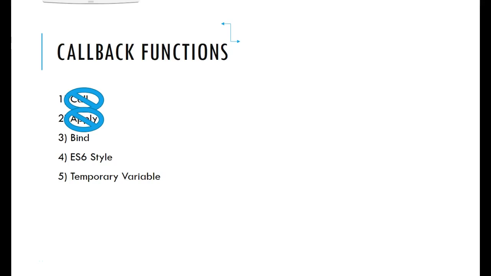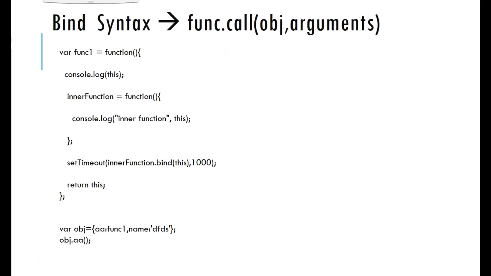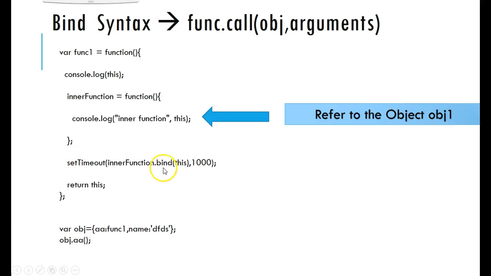So let's see how we can use bind in the case of callback functions. In this case, I have an inner function and I am calling this inner function. I have put this inner function inside setTimeout, which will execute after 1000 milliseconds. And to make it happen, you have to use inner function dot bind this. So you are saying, whenever this inner function is executing, execute this inner function in this context, that is this context of the parent, that is the obj context. So you just need to add dot bind this.